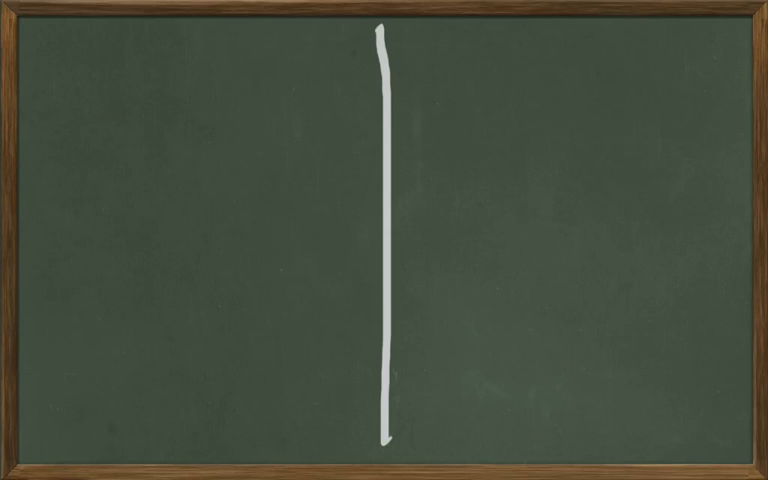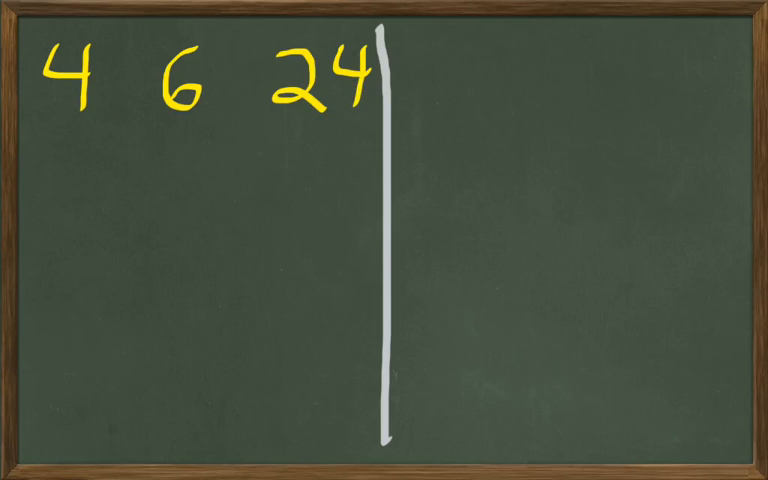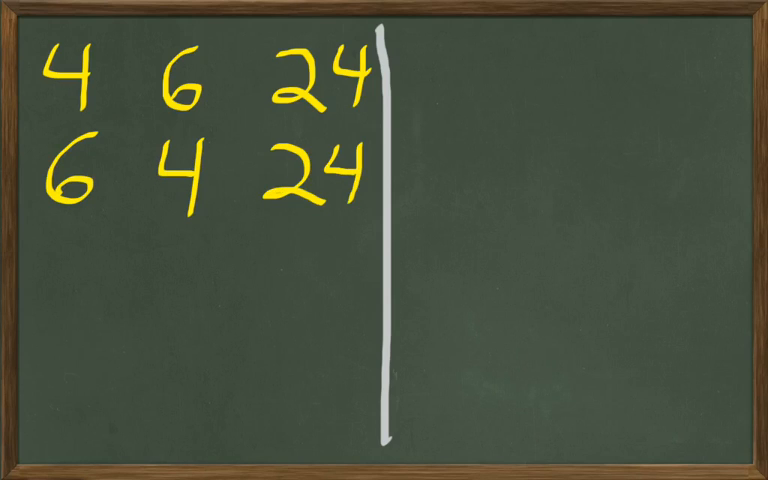How about 4 times 6? Let's try 4 times 6. 4 times 6, you know how many that is? That's 24. Well, these numbers are getting big, aren't they? Well, 6 times 4, is that going to be any different? 4 times 6 is 24. 6 times 4 is also 24.